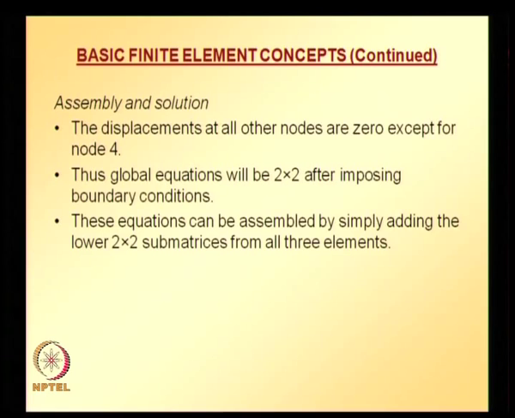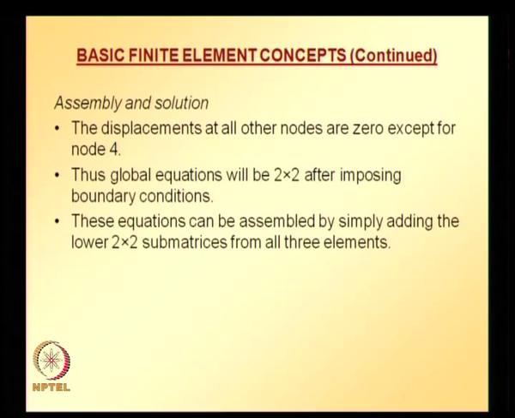These equations, the global system equations, can be assembled by simply adding the lower 2 by 2 submatrices for all the 3 elements. Please note that this is true only for this case, because if you take element 1, it is going from node 1 to node 4, element 2 is going from node 2 to node 4, element 3 is going from node 3 to node 4.